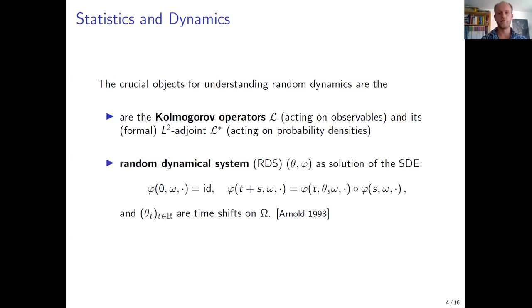But there's also a different point of view, which looks at the so-called random dynamical system, which is induced as a solution of the stochastic differential equation as an omega-wise solution. So for each omega in our probability space, we define a flow property, which is now a non-autonomous flow property, where we have to consider that there's a time shift in our probability space. This is indicated here by a theta s omega in this flow property, which we call the cocycle property. And this allows us, for any fixed omega, so for any noise realization, to compare the dynamics of our system for different initial conditions.